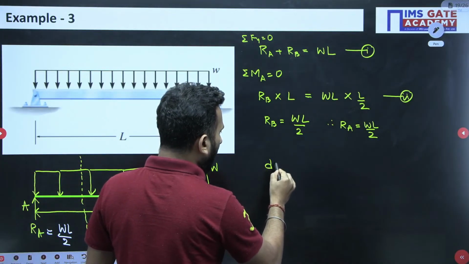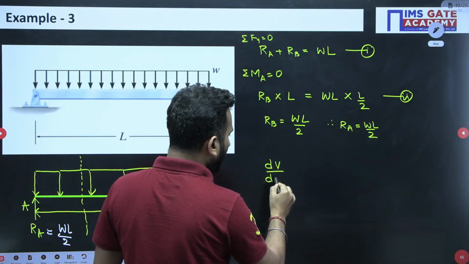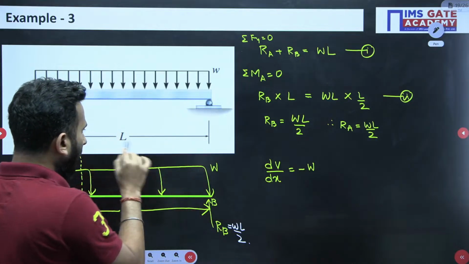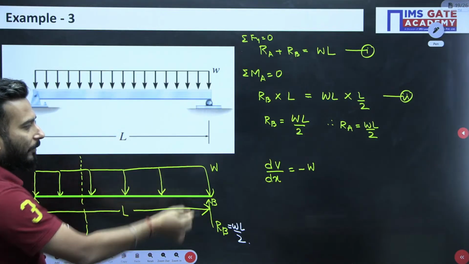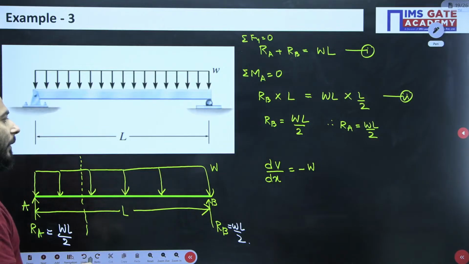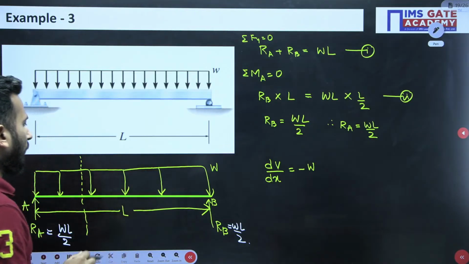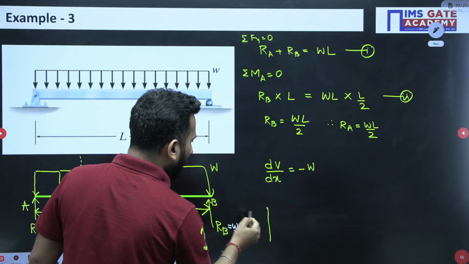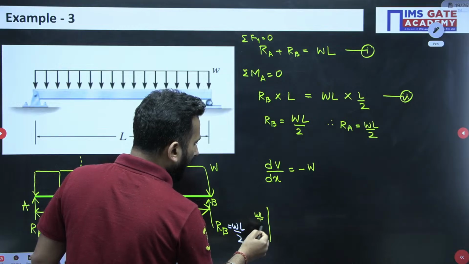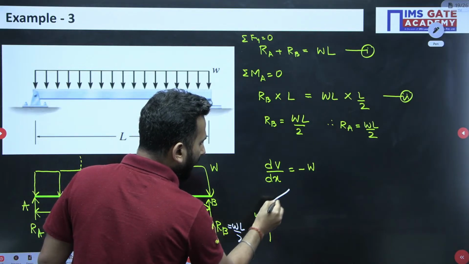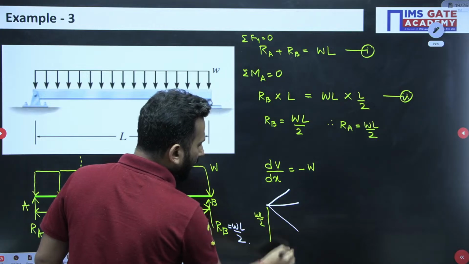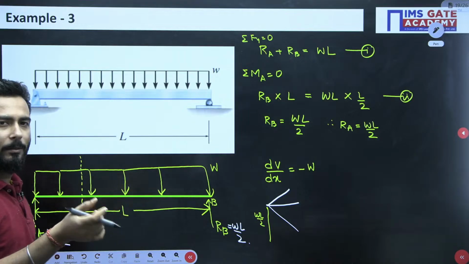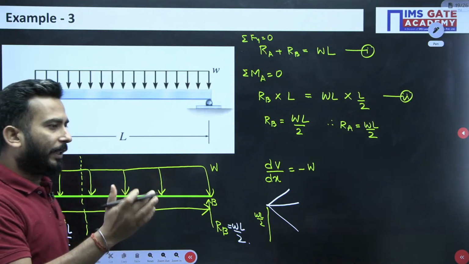This will only be given by this relation, that is dV by dx is equal to minus W. Over here distributed loading is there, and let's say its value will be 5 kilonewton. So dV by dx equal to minus 5, say, for example. So this is your WL by 2, and from here you could have gone in this way, in this way, or in this way. dV by dx equal to minus W is a constant, minus 5, so it's a straight line, that is fine.